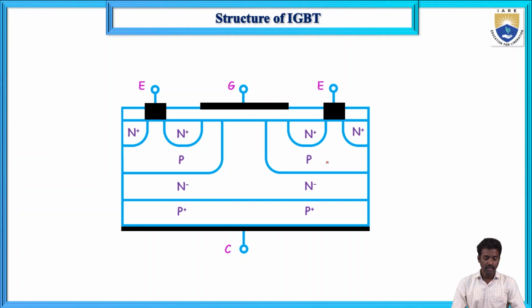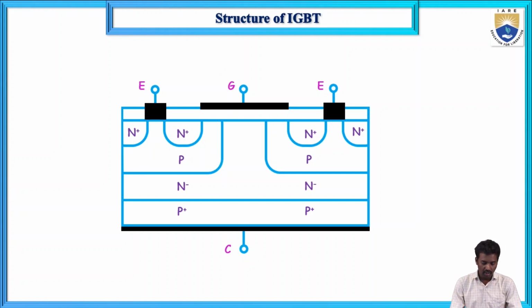Here it has one layer, the first layer is a P plus layer. The only difference between the power MOSFET and IGBT is this P plus layer. In the case of power MOSFET there is an N plus layer, but here it is a P plus layer. Only that difference. And in terminals, the gate is the same, but there is a source in the MOSFET and here there is a collector.